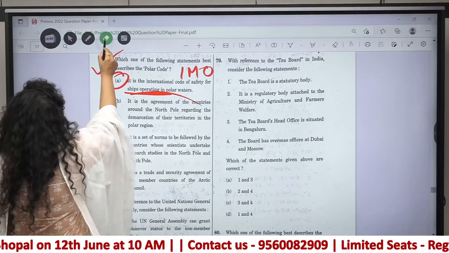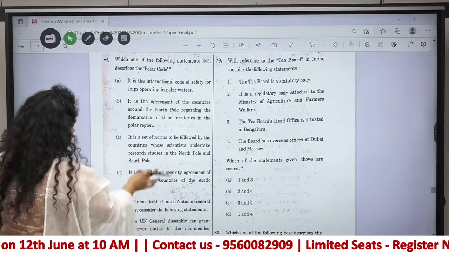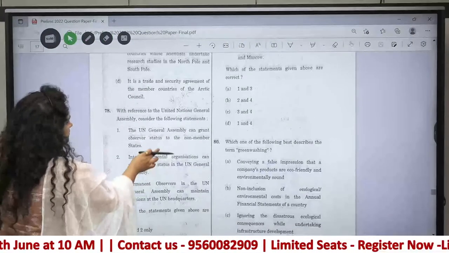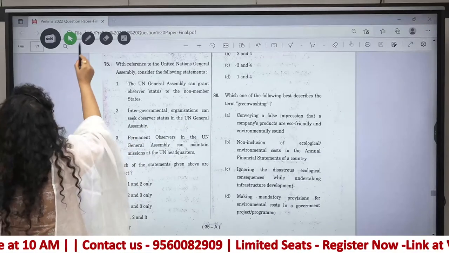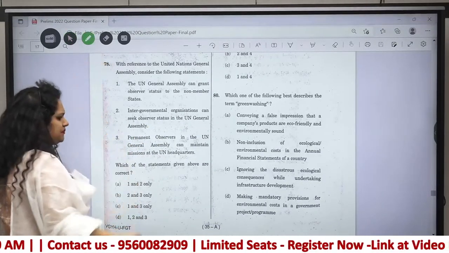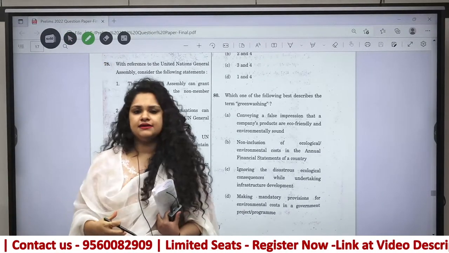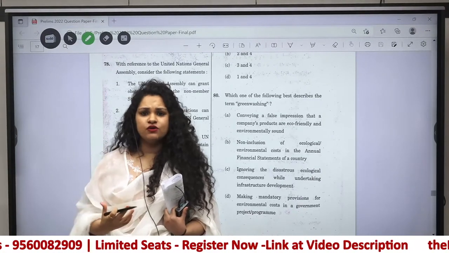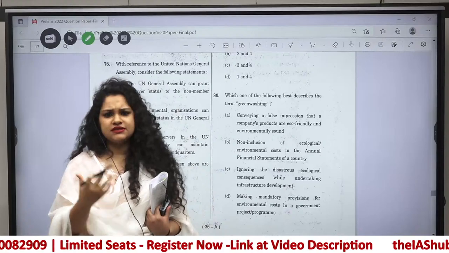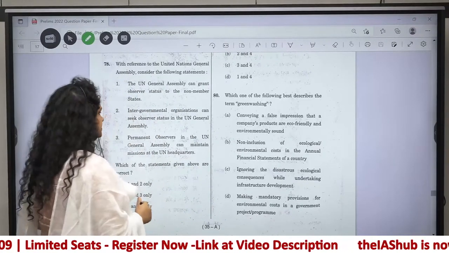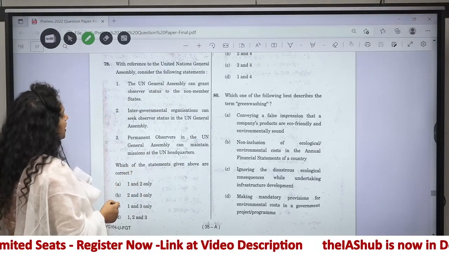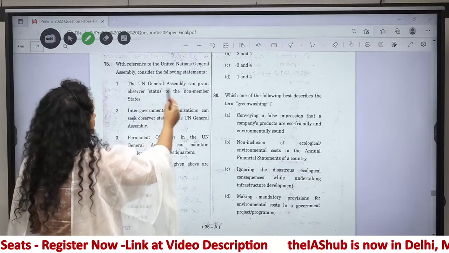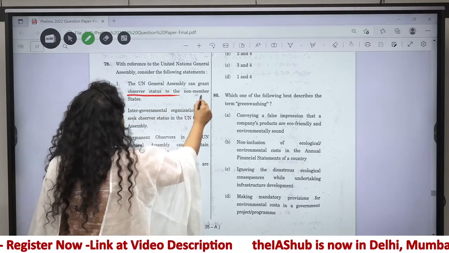The next is with reference to United Nations General Assembly. This is a fairly simple one, predictable also, and if you are studying international relations, it is but natural that you would have come across this, and it's a fairly simple question. So it says that the United Nations General Assembly can grant observer status to non-member state.